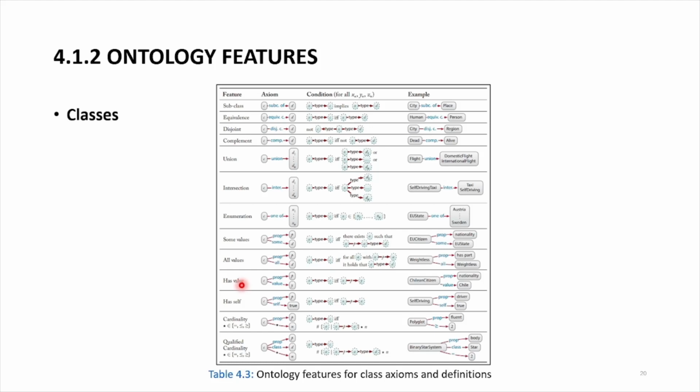Has value means have a specific individual as a value on P. Has self means have themselves as a reflexive value on P. Cardinality means have at least, at most, or exactly some number of values on P. And the last one, qualified cardinalities, mean have at least, at most, or exactly some number of values on P from a given class. And now is the end of my part.